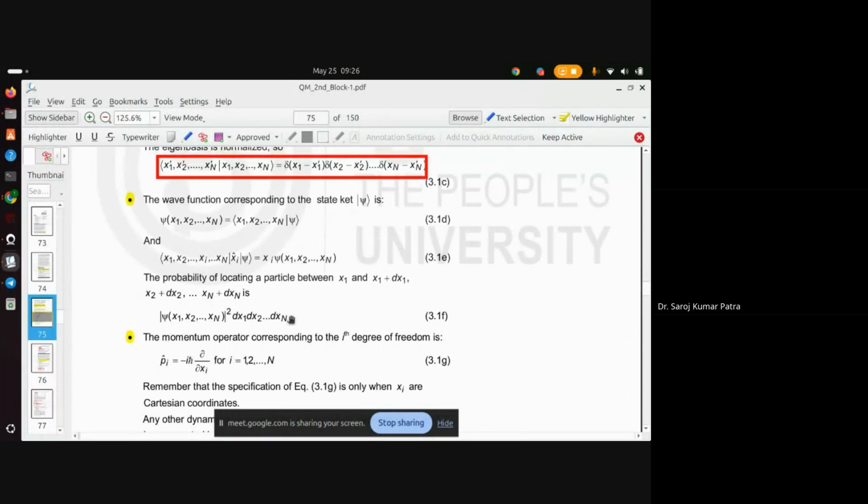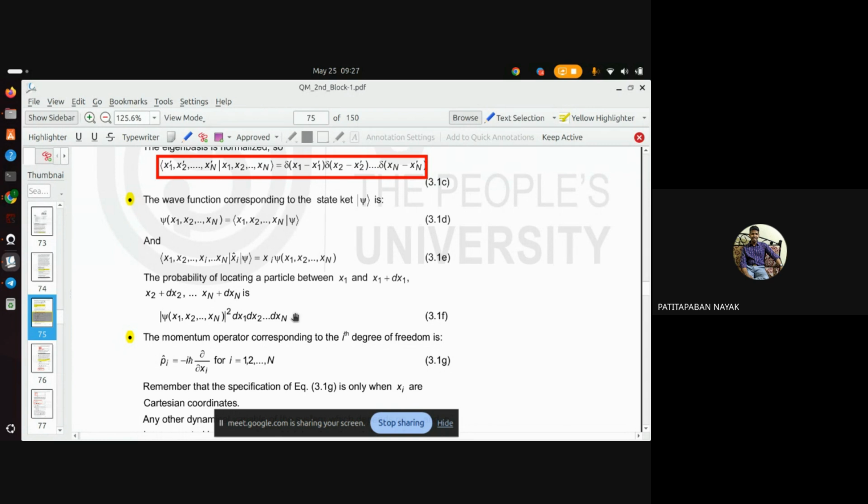At this point, I just want to ask you one question. These things are already being taught in quantum 1, is it? Are you familiar with these kinds of notations or not? Yes, sir. Okay, that's good. So the normal bracket notation, huh?